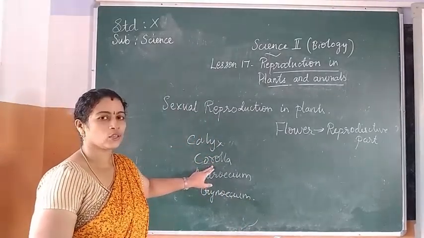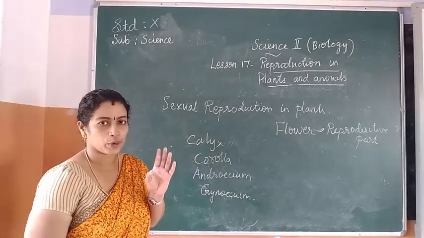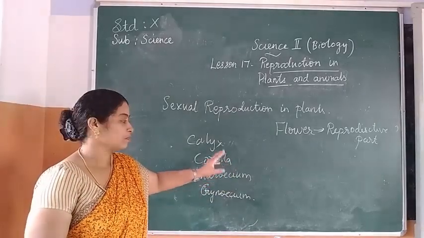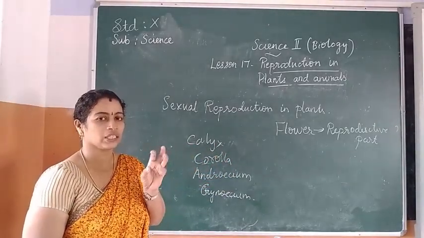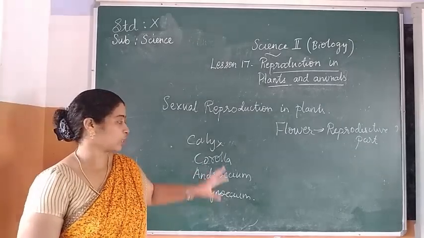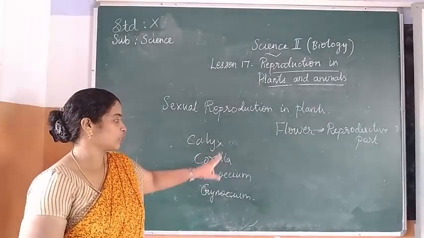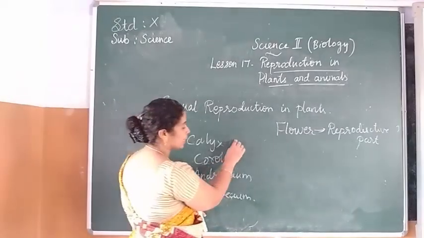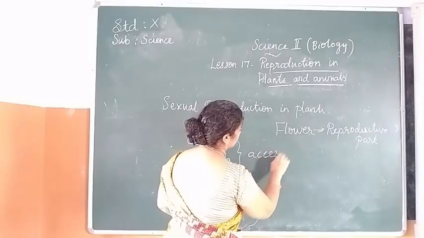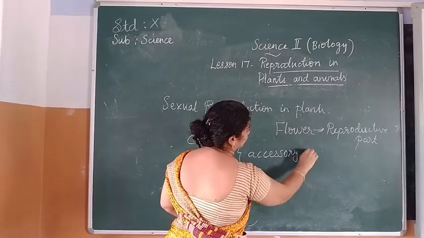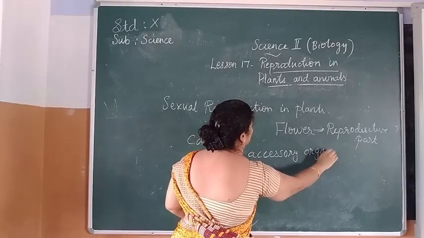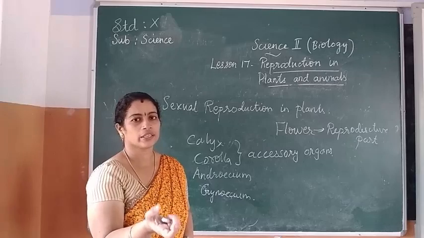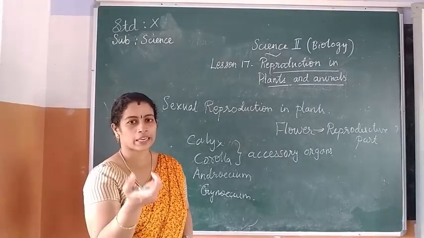Calyx and corolla are not directly involved in the reproduction of the plant, but they help in the reproduction. So these two are said to be accessory organs. That is, they are helping in reproduction, not involved in reproduction. They are just helping the plants for reproduction.